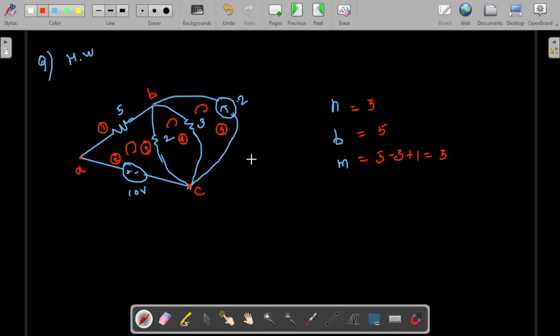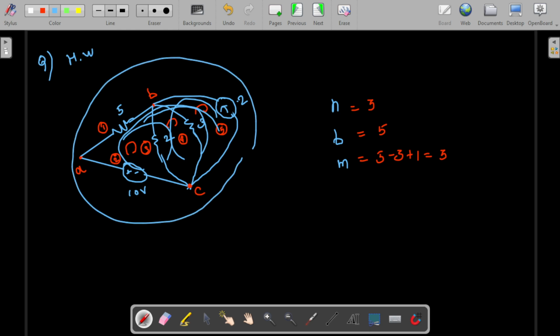Now let me calculate the loops. There are already 3 meshes. So this one comes as the fourth, this one as the fifth, this one as the sixth, and this one as the seventh. For now I can count 7, and the last, the entire outer loop, is 8. So 8 loops are there.